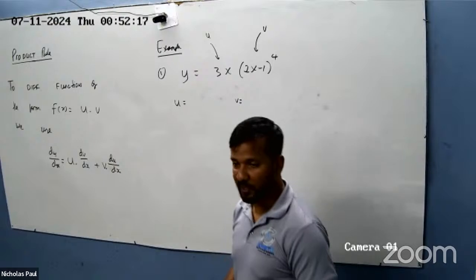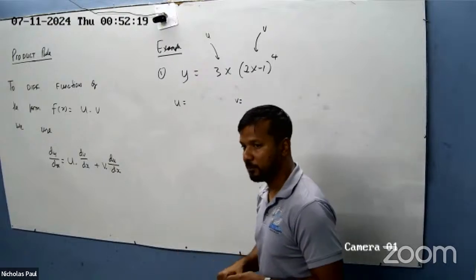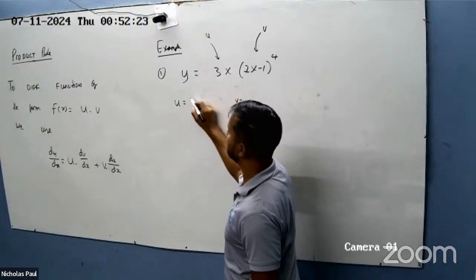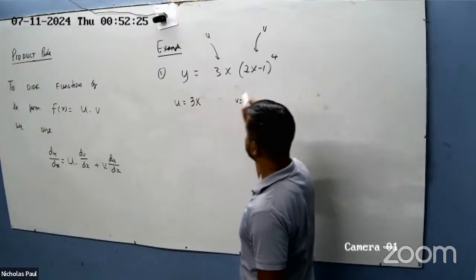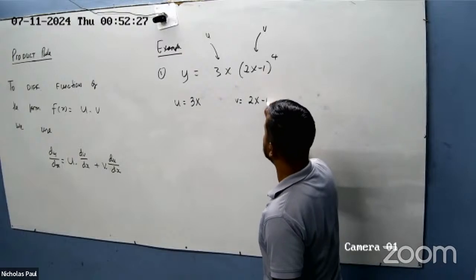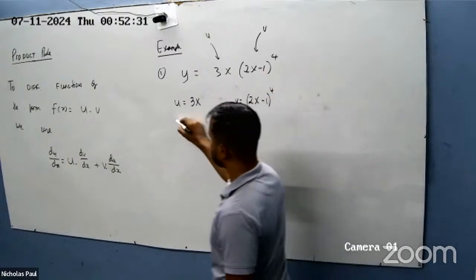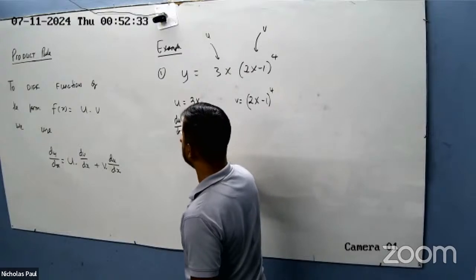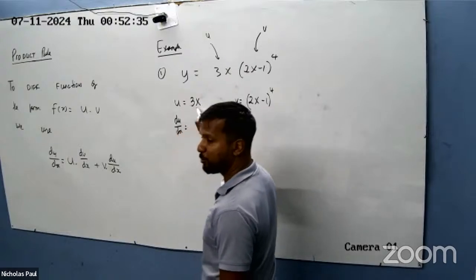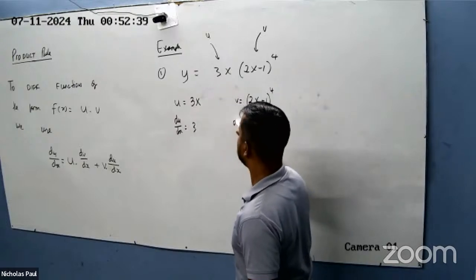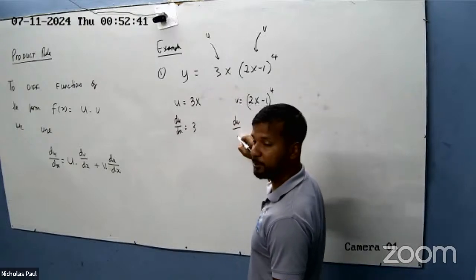Take it in first, right? So u is what? 3x. And v is 2x minus 1 to the 4, right? What's the differential here, Kai? What's the differential of 3x? 3. What's the differential of v here, Jaden?